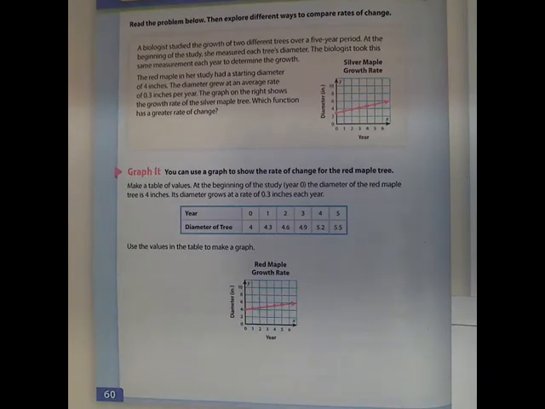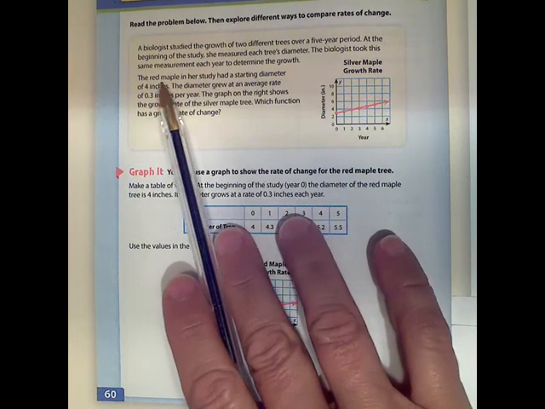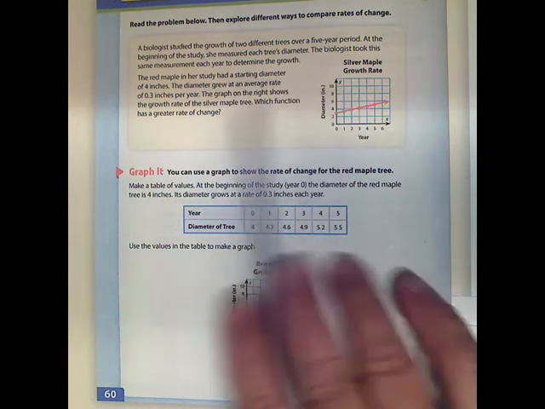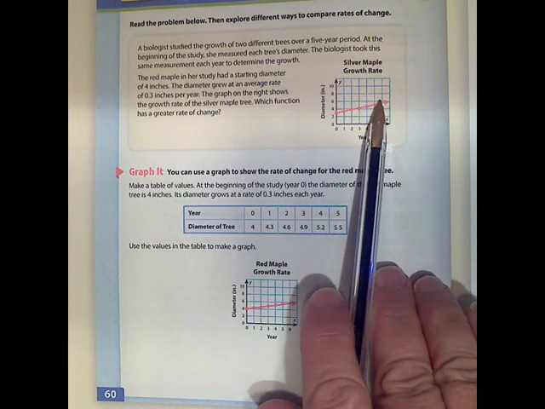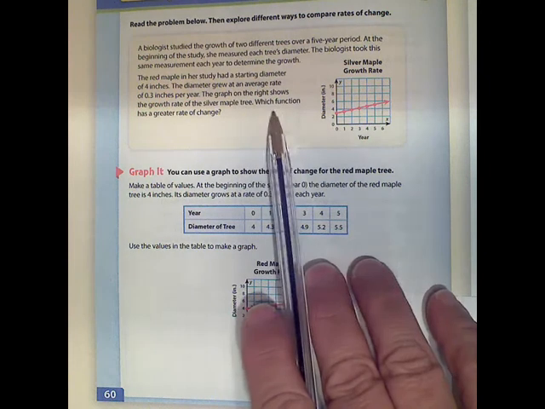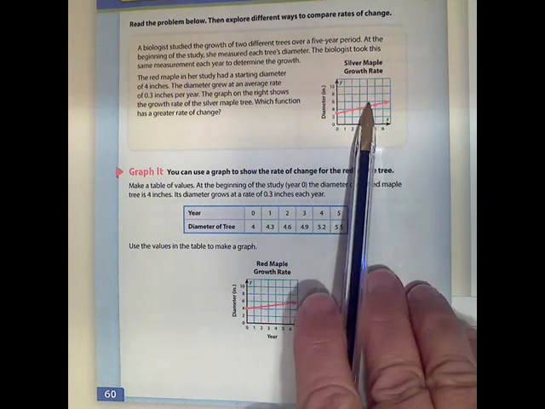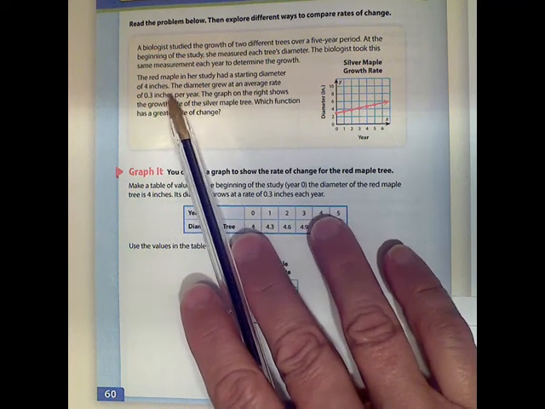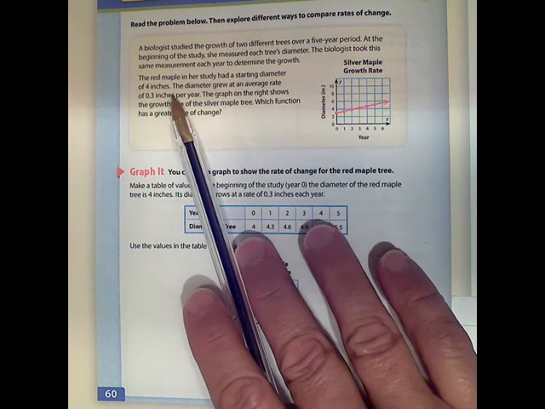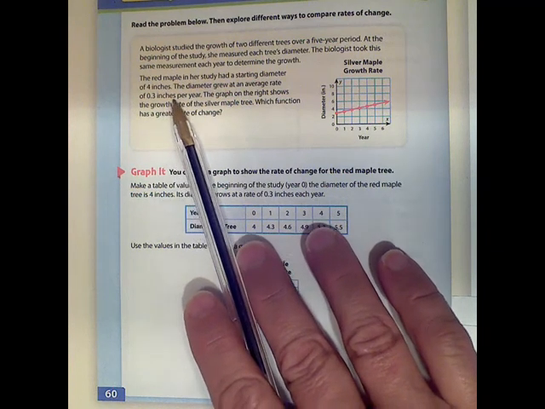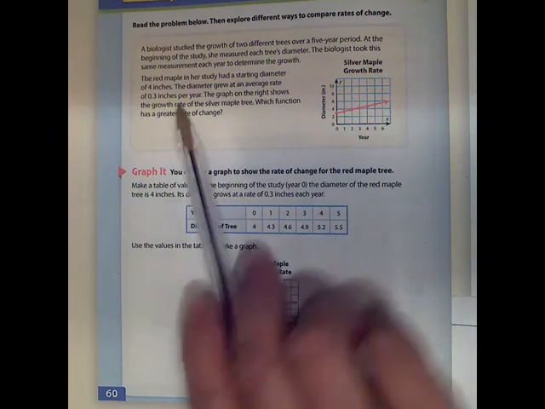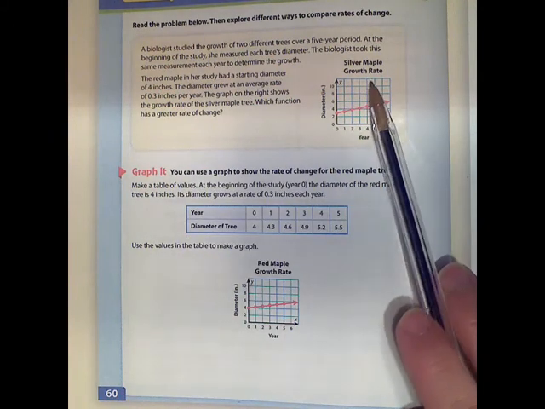Alright, so let's look here. Another example. I have this biologist, two different trees, growth over a 5-year period. This is my silver maple here. It doesn't explain this, it just says here's my graph for my silver maple. Then she tells you about the red maple, with a starting diameter of 4 and an average growth rate, or rate of change, of 0.3 inches every year. How can we compare these two?